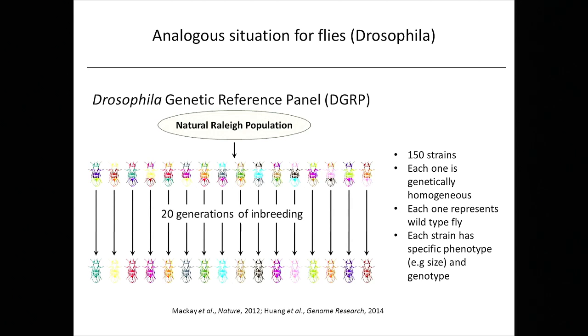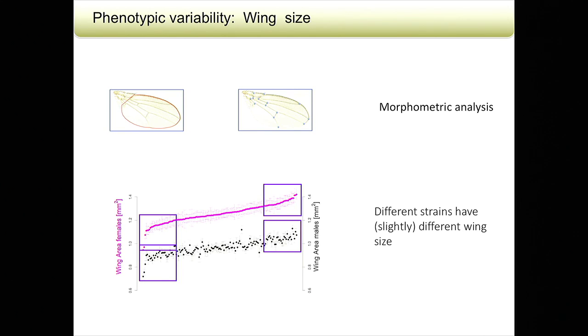The flies were generated in 2012, and they caught these flies and then bred them for 20 generations. They're homogeneous. Each strain is homogeneous, like a wild type fly, and they're different from each other. So the advantage here is that you can have multiple copies from each strain, which you cannot do in humans, and you can also measure the variability within one genotype and its dependence on environment.